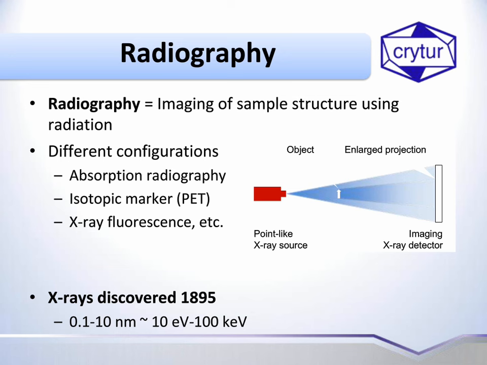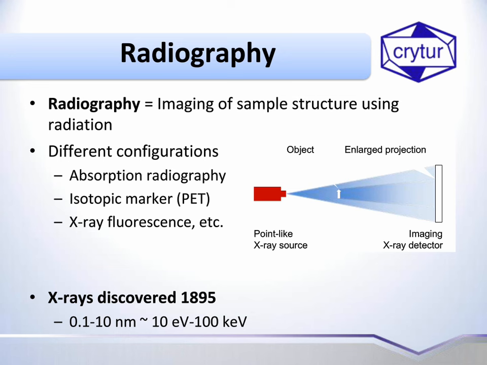Well, the basic operation with X-rays would be radiography. It's imaging of sample structure using radiation. Because they are highly penetrative, you can actually see the composition of the material, the defects, and everything that's hidden to your eyes. There are different configurations.